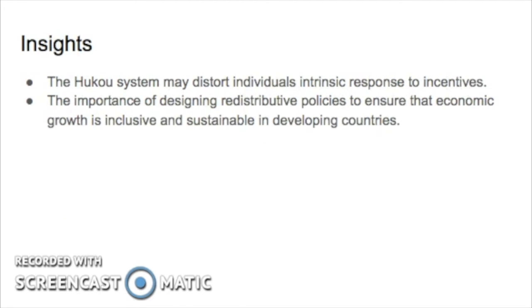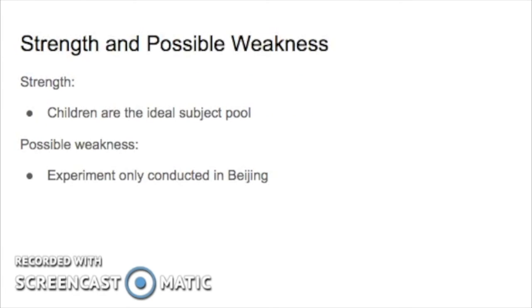The insight from this paper is that the Hukou system may distort individuals' intrinsic response to incentives. The distortions may serve as an avenue through which the Hukou system aggravates rising economic inequality in urban China. So it is very important to design a redistributive policy to ensure that economic growth is sustainable in the developing countries. The strength of this paper is that they selected children because adult subjects can potentially confound their results due to observable characteristics such as accent and clothing.